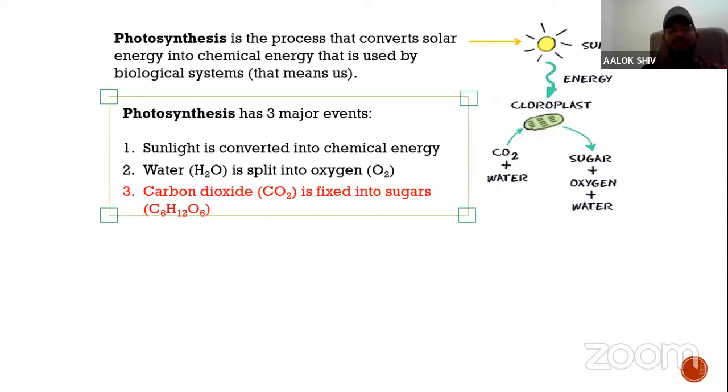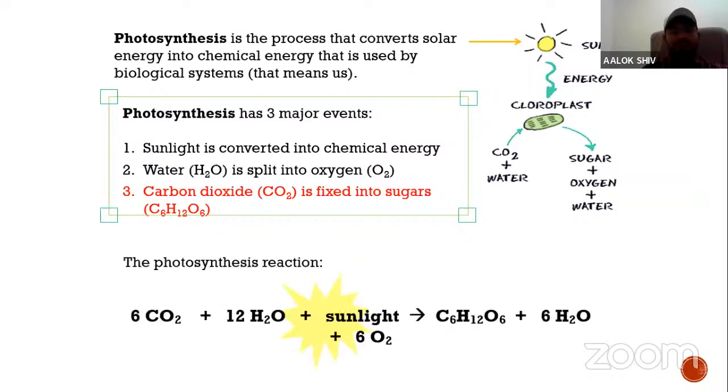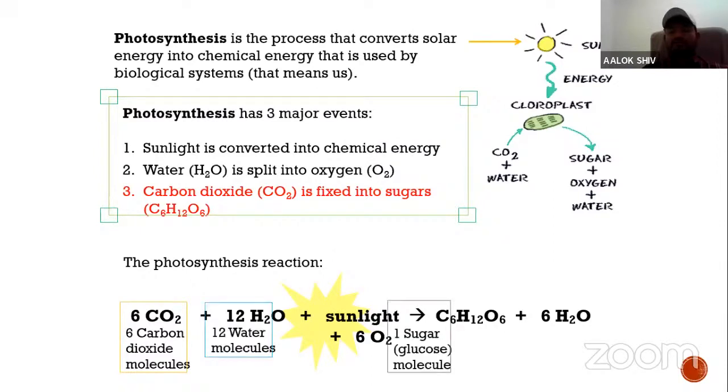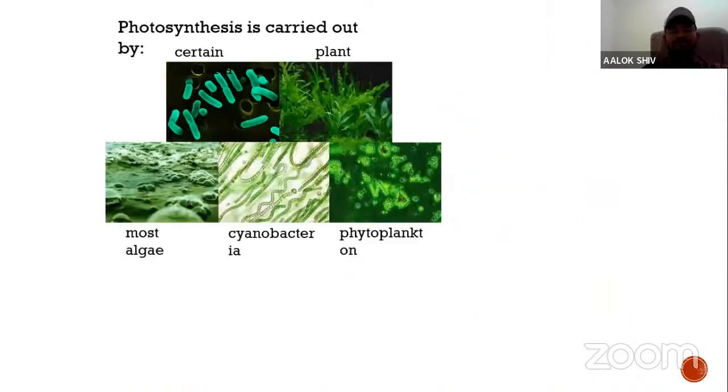It has three major events. The first is that sunlight is converted into chemical energy. Next, water gets split into oxygen. Third, and most important, carbon dioxide is fixed into sugar. In competitive examinations, they generally ask what is getting fixed into the sugar. The answer is carbon dioxide. This is the general reaction where carbon dioxide along with water, in the presence of sunlight, gets converted into glucose, and oxygen is the byproduct of this reaction.